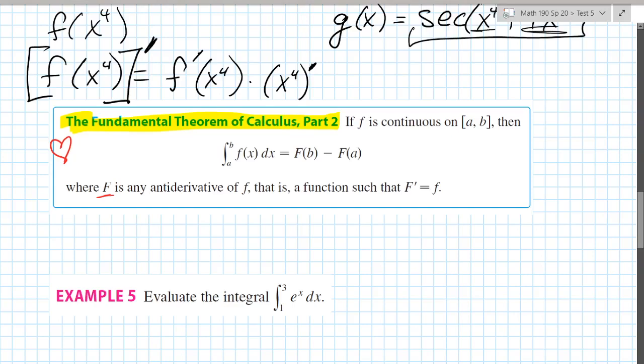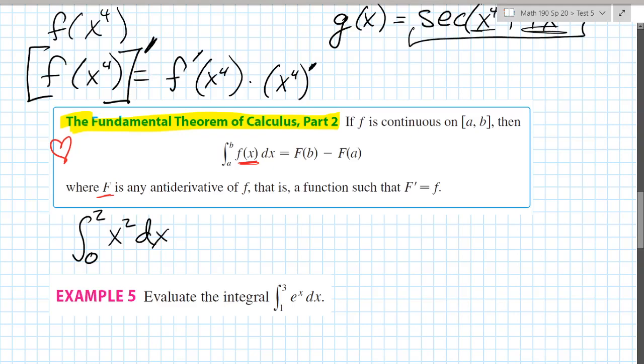So what does this mean for us? This means if we know an antiderivative of little f, we can use it to find the definite integral. In our very first definite integral problem, we tried to solve this problem. The question here was find the area under the curve y equals x squared from 0 to 2.